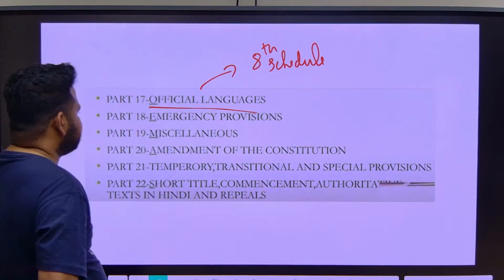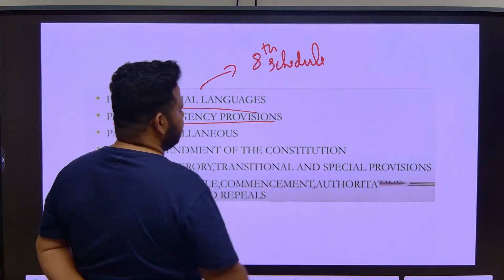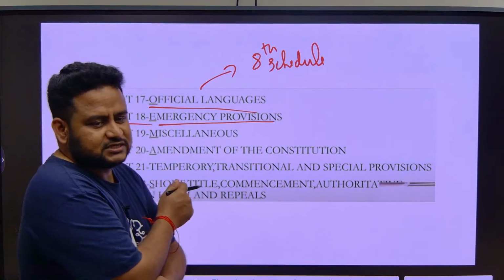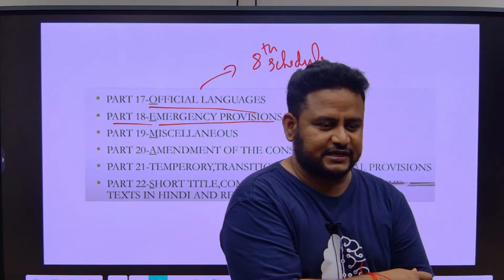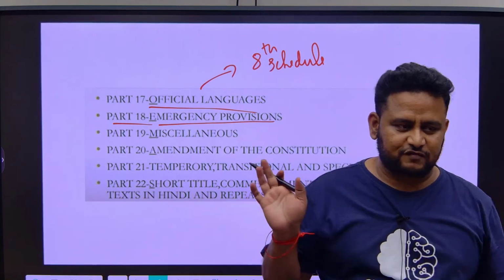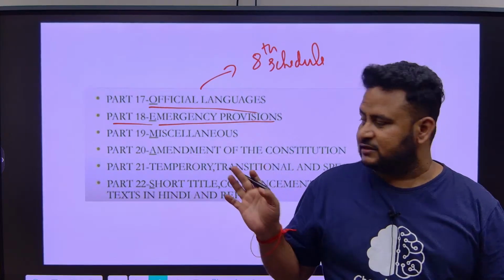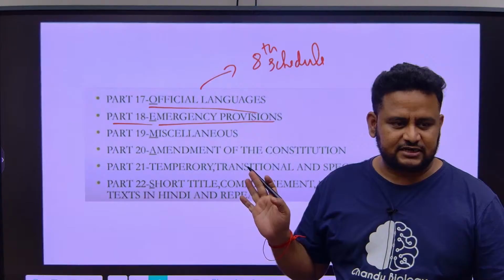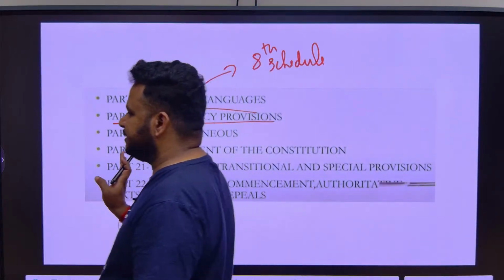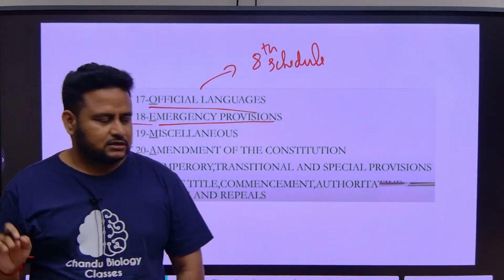Next is emergency provisions, part 18. Emergency provisions are borrowed from the Government of India Act 1935. So, part 18 is talking about emergency provisions.